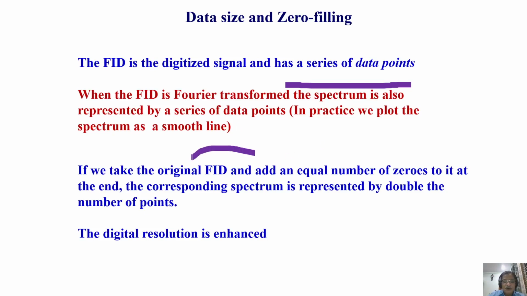And now what I will do is I'll take the free induction decay and add an equal number of zeros to it. Let us say I collect 8K data points, 8,000 data points digitized. At the end, I add 8,000 data points with zero intensity, zero signal, like a noise.